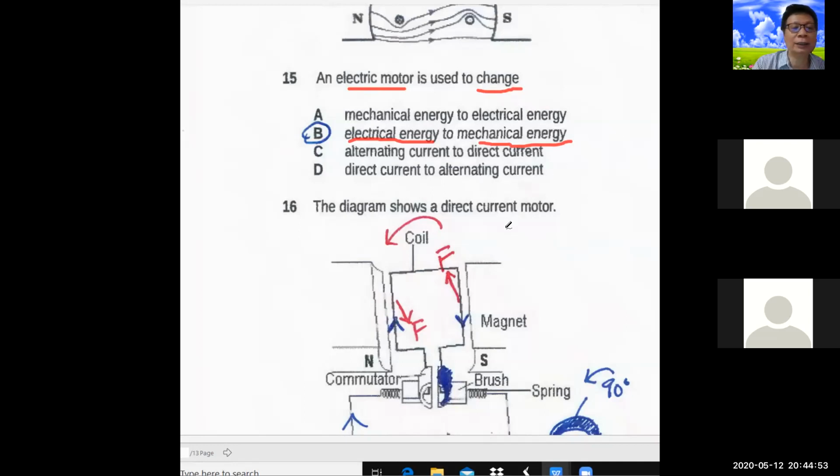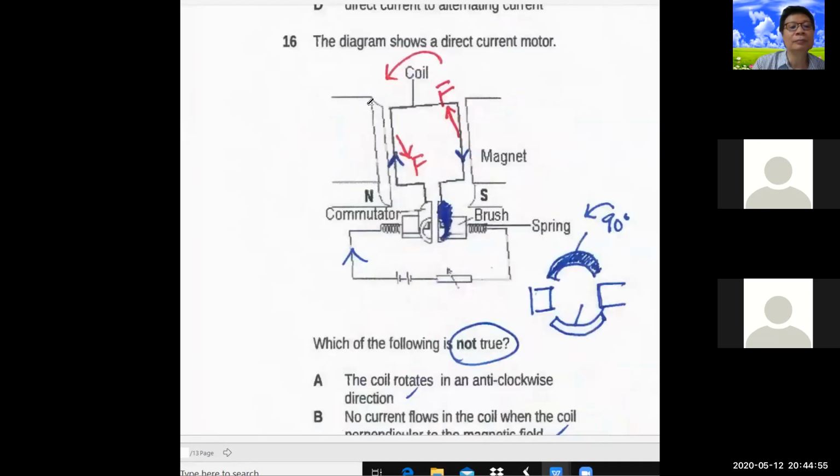All right, next, number 16. The diagram shows a direct current motor. Direct current because you see here there is a commutator. I told you last week, right? When you see this one pair of commutator, half ring, left, right, half ring, so this is direct current. It must use direct current. Now you see this is direct current using a battery. Direct current, okay? So which of the following is not true?